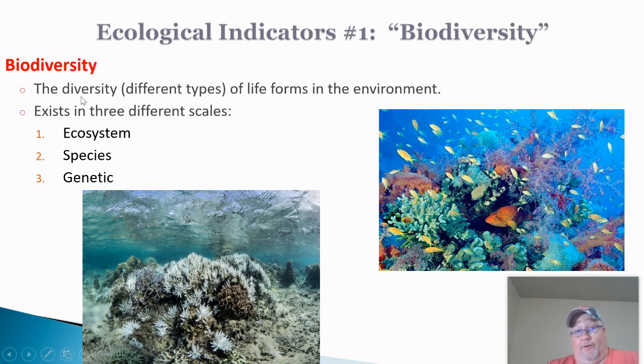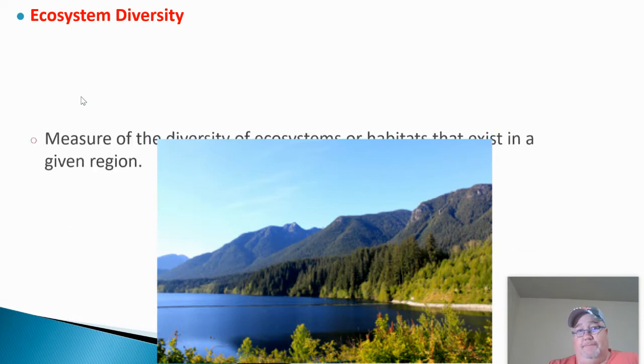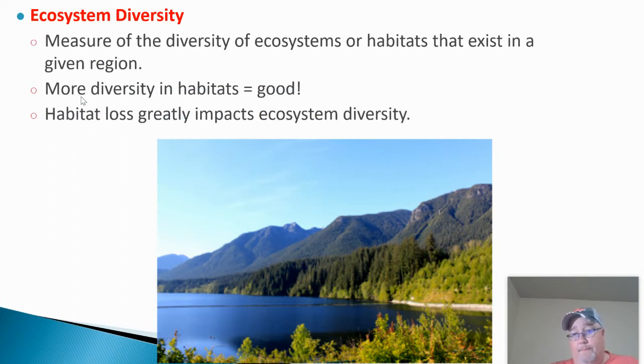It says it's the diversity, the different types of life forms in an environment. If we're looking, for example, at biodiversity on a large scale, we can just look at a picture like this. And we can look and see, okay, well, what do we have here, right? We've got like a lake or a pond or something. So there's probably lots of organisms that live there. Probably lots of fish and whatever lives in that pond.